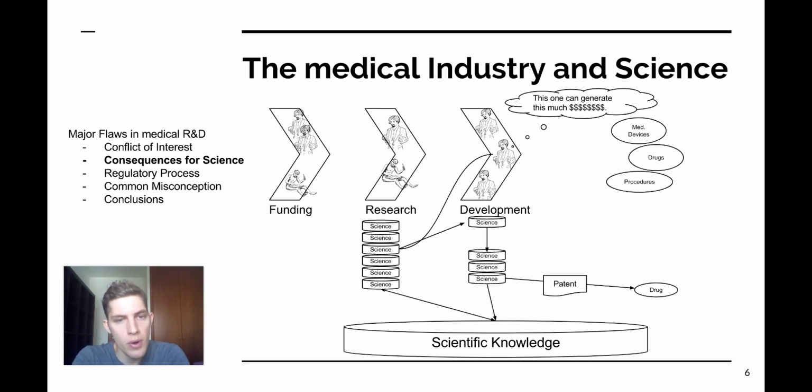Now, what are the consequences for science? Here we see the medical industry and science. In this illustration, this is the illustration from before. It shows the main process presented in the last lesson. And we also see the figure of a hardware disk that contains the scientific knowledge. Today we focus on R&D, research and development, and their influence on science.